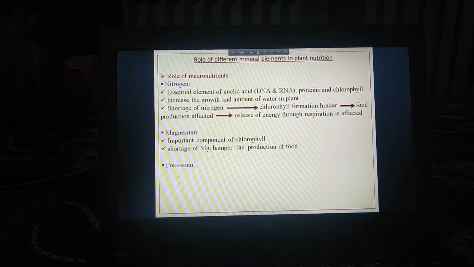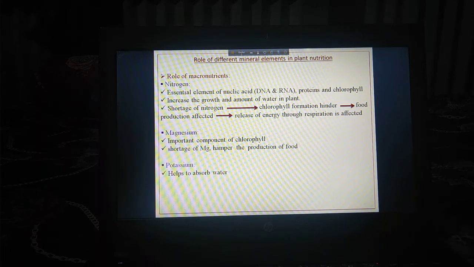Now potassium. You know that potassium helps to absorb water. The water that the plant root hair will absorb, these absorption processes are mainly controlled by the potassium. Now it helps in opening and closing of stomata. You know that during photosynthesis it needs to be ensured that the opening and closing mechanism of stomata works.